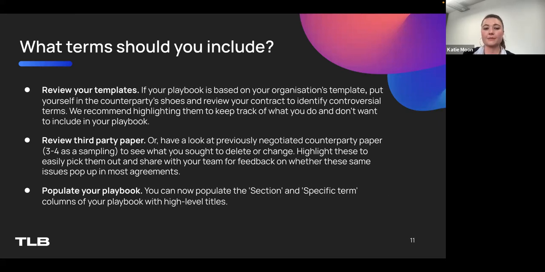Again, highlight those to keep track of what you do and don't want to include in the playbook. Share it with your team to see if those same issues pop up in most agreements that you're negotiating. Maybe you grabbed just accidentally a one-off contract that was negotiated like crazy, and actually in practice, it's no big deal. So definitely collaborate with your team and get their feedback. But that should give you a really good indication of what you want to populate for the section and specific term columns of your playbook with just those high-level titles.